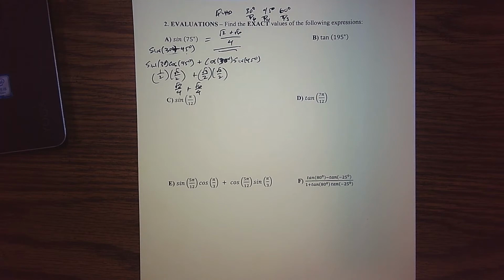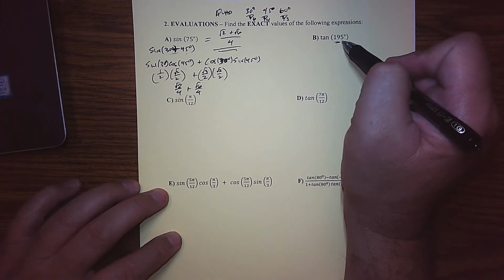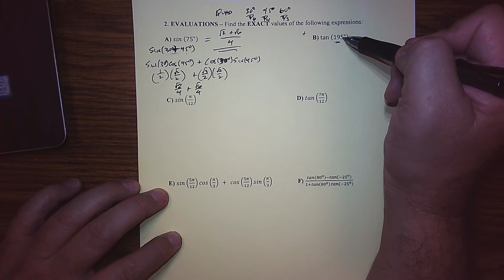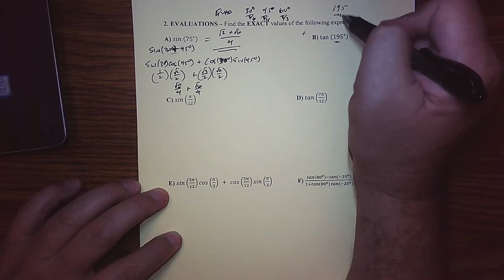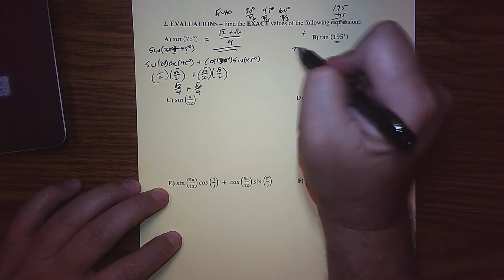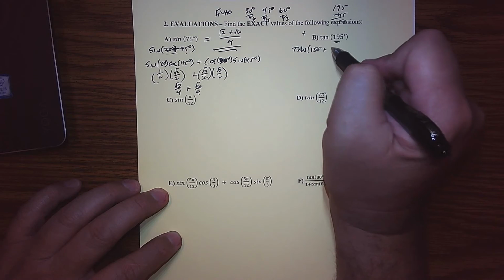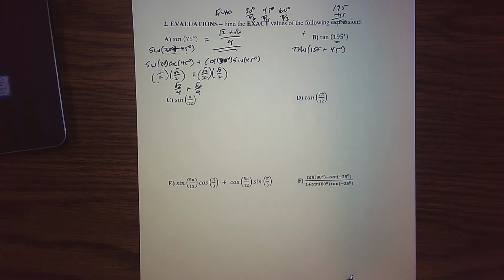All right, so the tangent of 195 degrees, well, again, thinking in terms of quadrants, this is in quadrant number 3. So we're expecting a nice positive value. But let's see, if we subtract 45 from 195, yep, we get 150. So the tangent of 150 degrees plus 45 degrees is a way to break up 195.